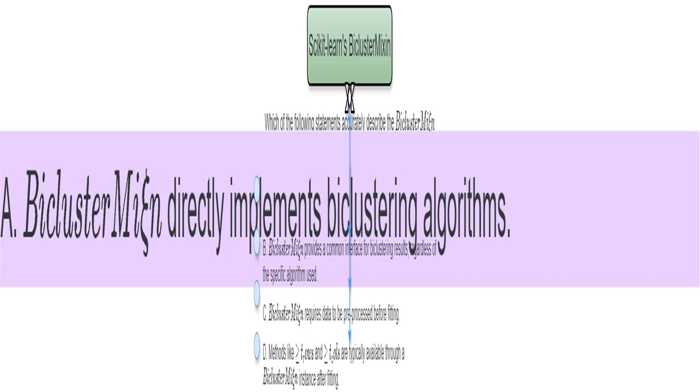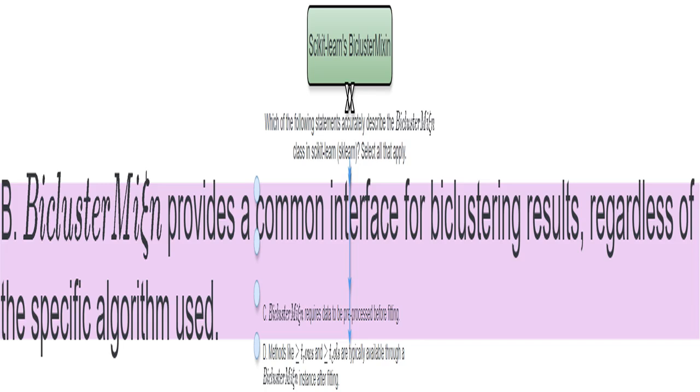BiclusterMixin itself doesn't perform any biclustering. Instead, it sets up a standard way for different biclustering algorithms to give their results. Think of it as a common language for biclustering algorithms to talk to other parts of the system. This is absolutely correct. That's precisely what BiclusterMixin does. It creates a standard method for accessing the outcome of various biclustering algorithms, making the results easy to interpret and use.